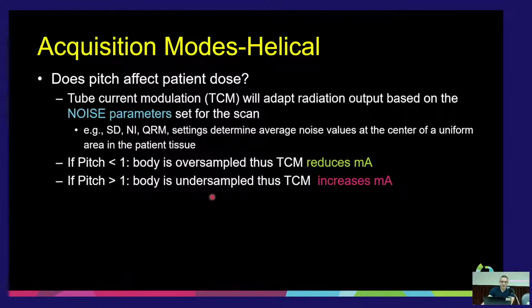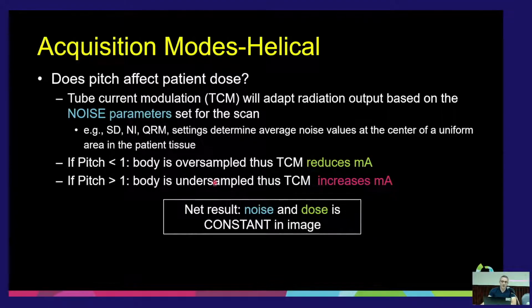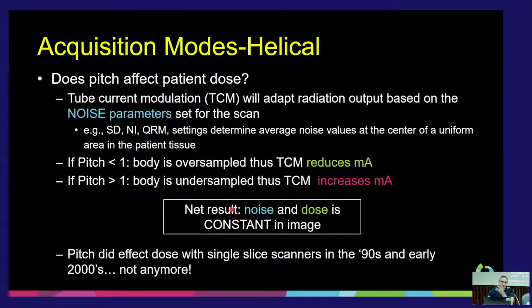As pitch is greater than 1, because there are physically places on the body that are not sampled, we're undersampling the body, we have to increase the mA so that we can account for that during the reconstruction. So ultimately, when you take into account the fact that it's going slower with lower mA or faster with higher mA, the noise is constant at every slice, and so is the dose. And so they take into account each other. They balance each other out. So using tube current modulation with pitch does not affect dose, as long as you set your noise parameters right.